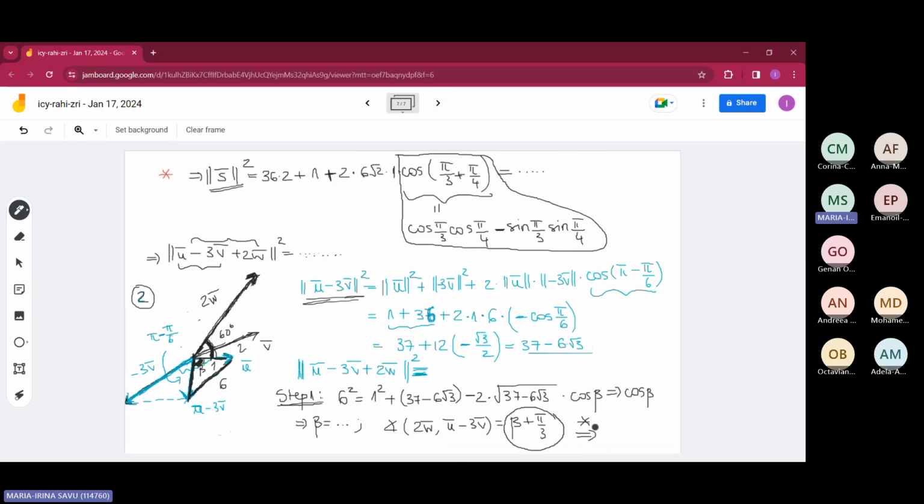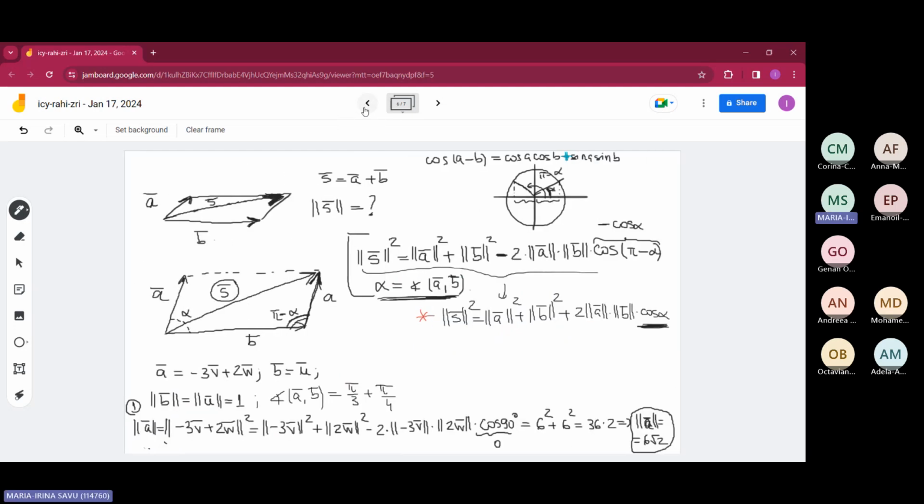I don't know if the cosine is nice here. I have to make the computations. I haven't made them. But I hope that it will be a nice cosine. Okay, do you have questions here?